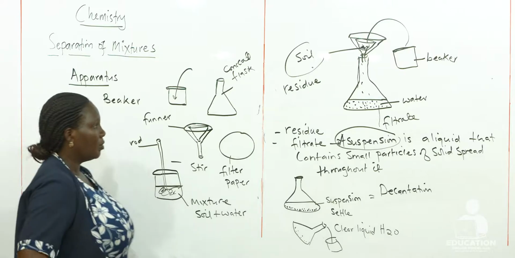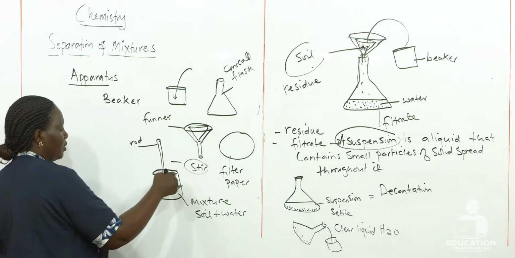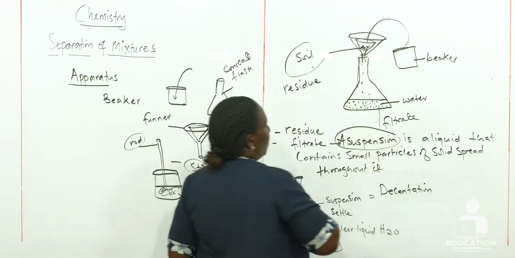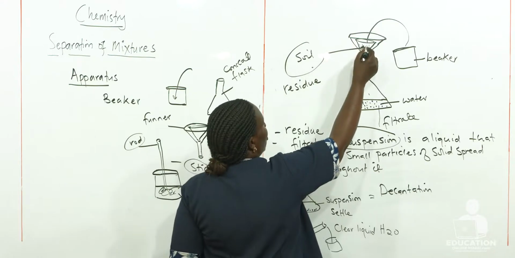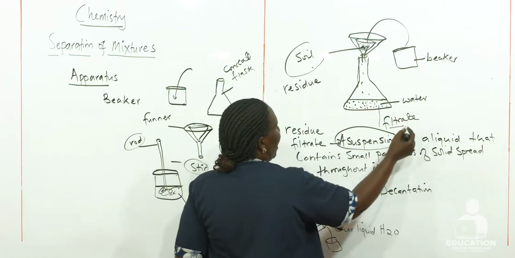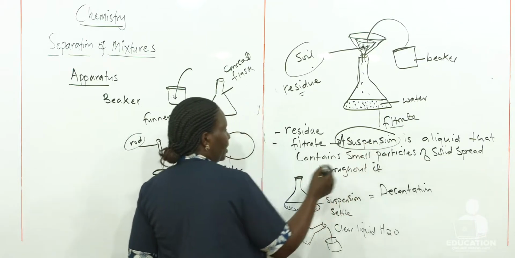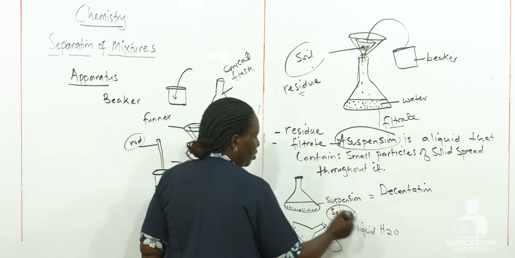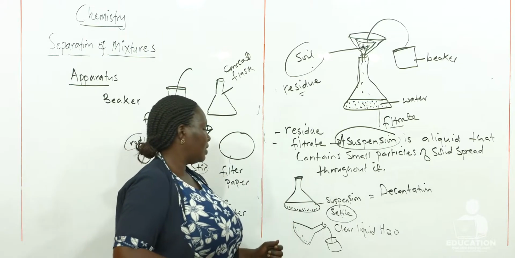So in the filtration process, we first stir the mixture using the stirring rod. Then after that, we pour the mixture through the funnel that has filter paper. Then the soil particles will remain at the filter paper and the liquid will pass through, which is the filtrate. So at the first step, we have the filtrate and the residue. And the filtrate is in form of a suspension, that is a liquid that contains some particles of solid spread throughout it. Then we give chance for the suspension to settle so that the solid particles come at the bottom and then the liquid material at the top.